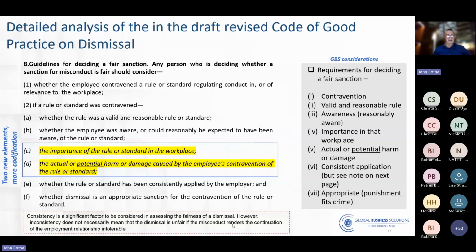And if the misconduct renders continuation of the employment relationship intolerable, you see there the word intolerable comes through again. Now, under the previous Schedule 8 of the LRA, if you couldn't prove that you consistently applied the rule, you would lose your dismissal case on substantive unfairness. This code is saying, yes, you need to be consistent. However, let's say you've been inconsistent in the past, but in this case, you can lead evidence that this employee's continued employment is intolerable. We will still see it as a fair dismissal substantively.